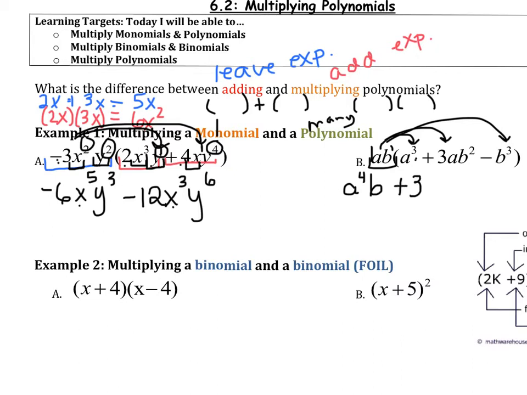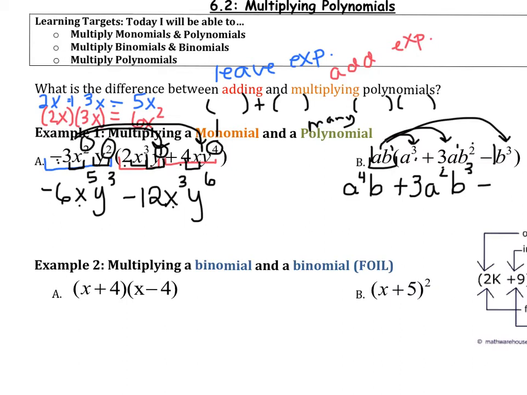Now let's multiply the a's. A to the first times a to the first is a to the second. And now we'll multiply the b's. B to the first times b to the second is b to the third. Last we'll multiply 1 times negative 1. That would be negative 1, or just a negative sign.